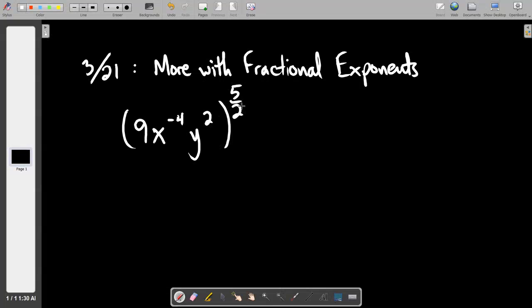I guess I'll let you copy it down. So we would read that as the quantity 9x to the negative 4th y squared closed quantity to the power of 5 halves. Okay.